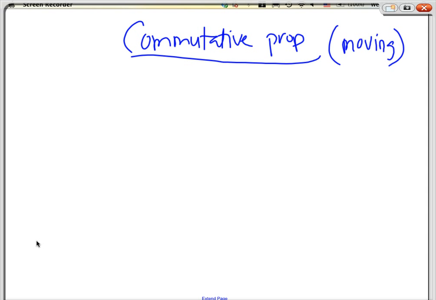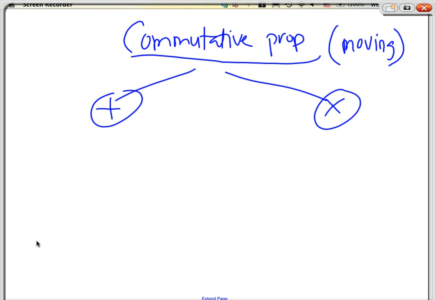So for commutative, it only works for two operations, either addition or multiplication. I'll explain to you why it doesn't work for subtraction and division in a minute. But for addition, this is what I mean by moving. If I take 2 plus 3, will that equal 3 plus 2? Yes. Now go back to that question. Did I move something? Yes. I switched the 2 with the 3.